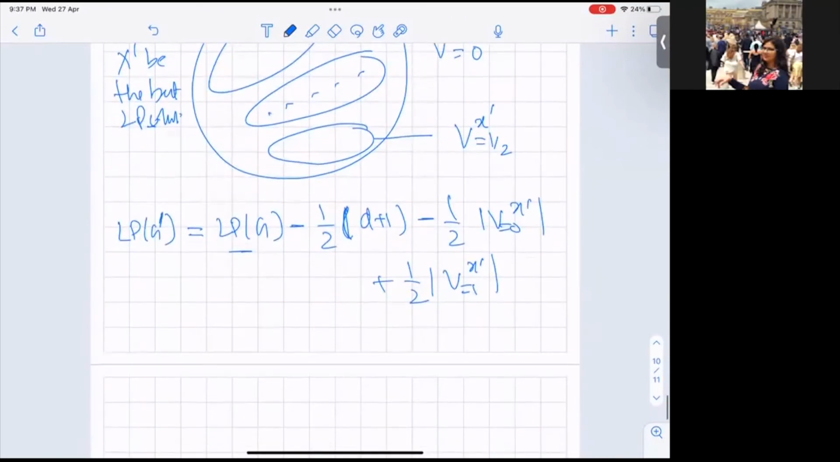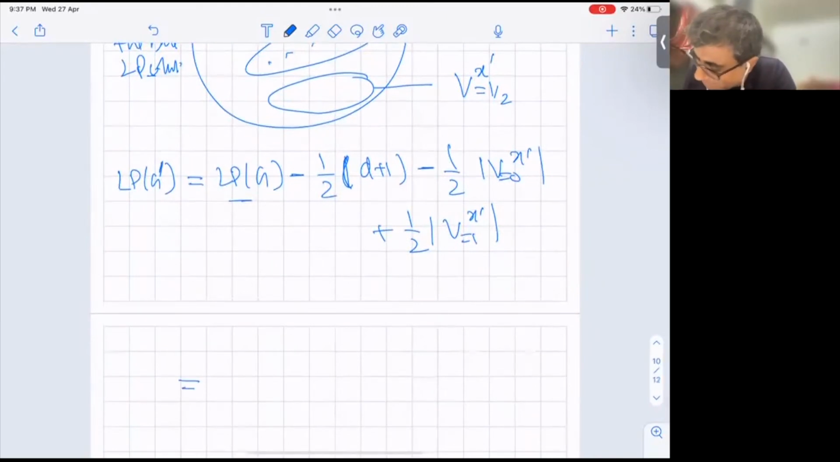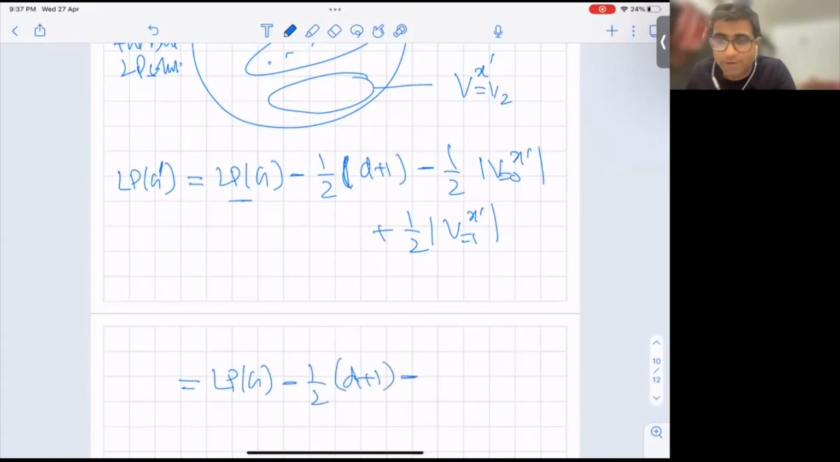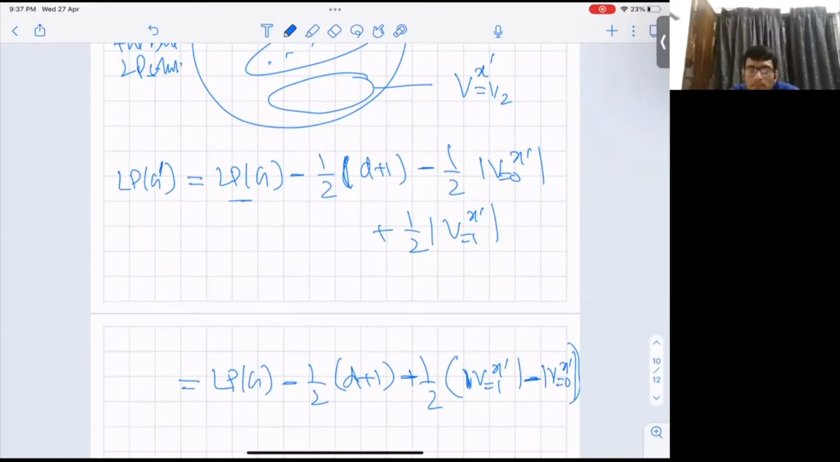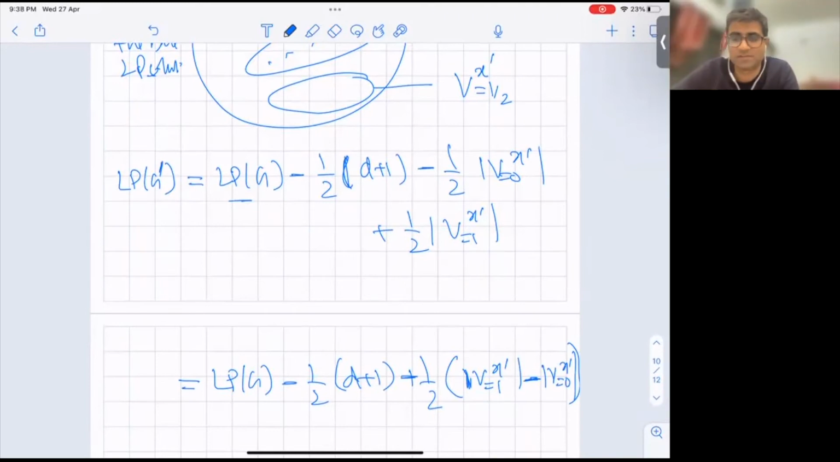But this is funky. Now you will see the magic of just writing it like this. So plus half, if I take the cardinality of V1 of x prime minus the cardinality of V0 of x prime. Is this fine? I just rewrote this equation. Nothing more. I just collected half here, and 1 and minus 1.